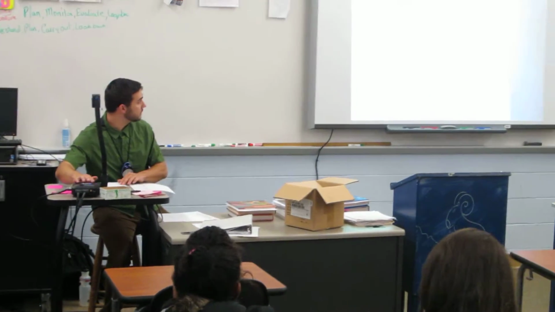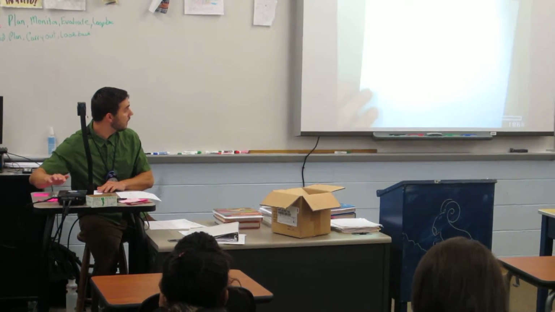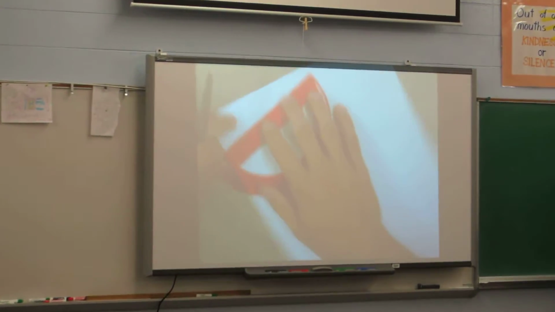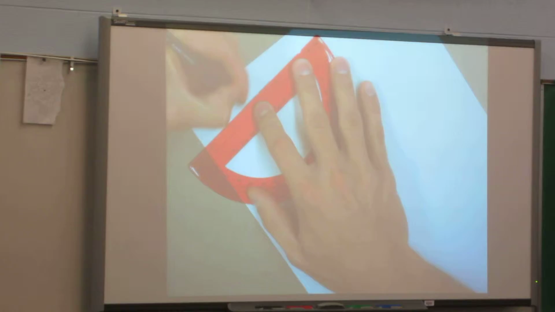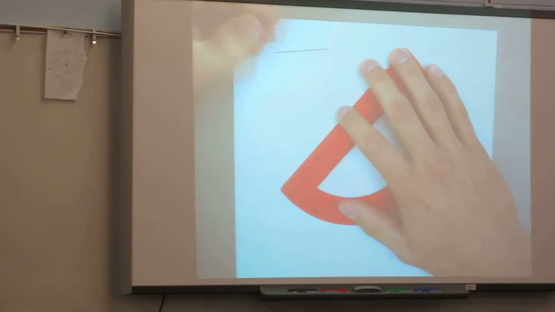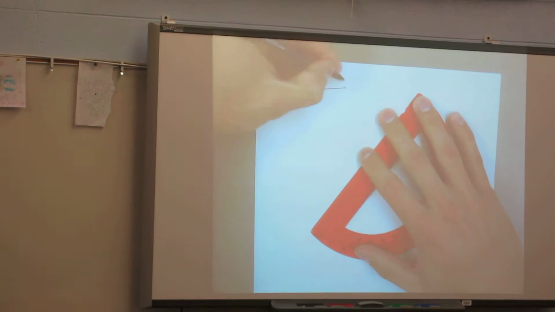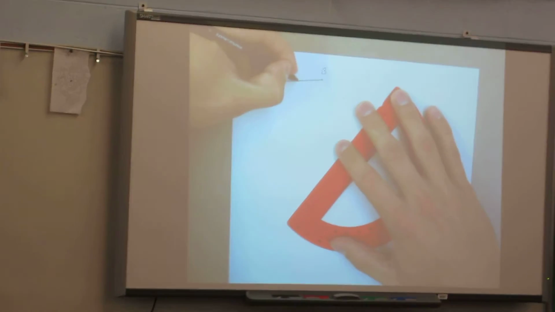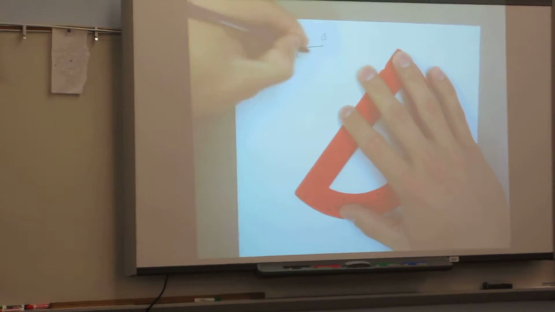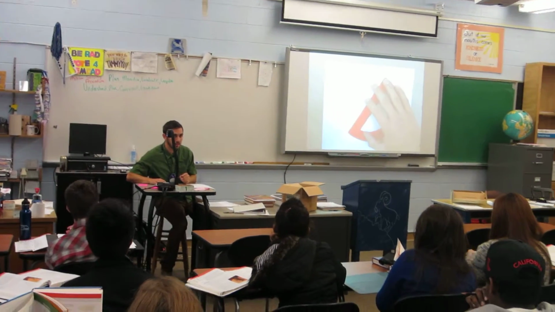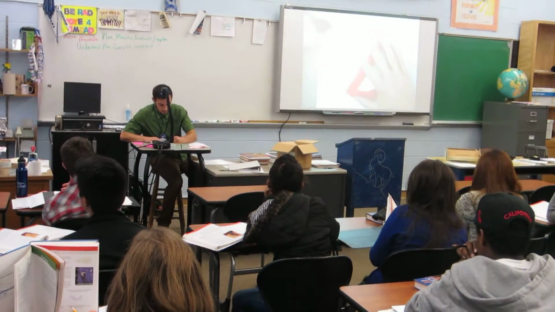So most of these words should be pretty familiar by now. If I drew something like this, a line segment, call it AB. I put a C right there. What do those two tick marks mean? Yeah, they're both equal. And what can we call the point C? Midpoint. A midpoint, that's right.